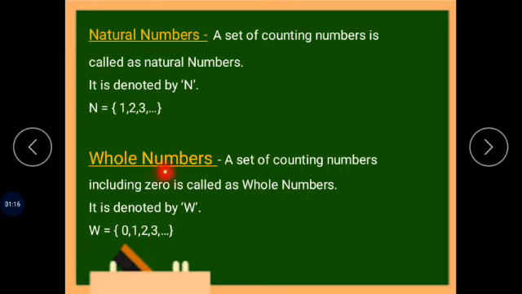Next is whole numbers. Now what are the whole numbers? A set of counting numbers including 0 is called whole numbers. It is denoted by capital W. Means here in this set, all the natural numbers come along with the 0. So it is denoted as W is equal to 0, 1, 2, 3 and so on. There is no end for the whole numbers.